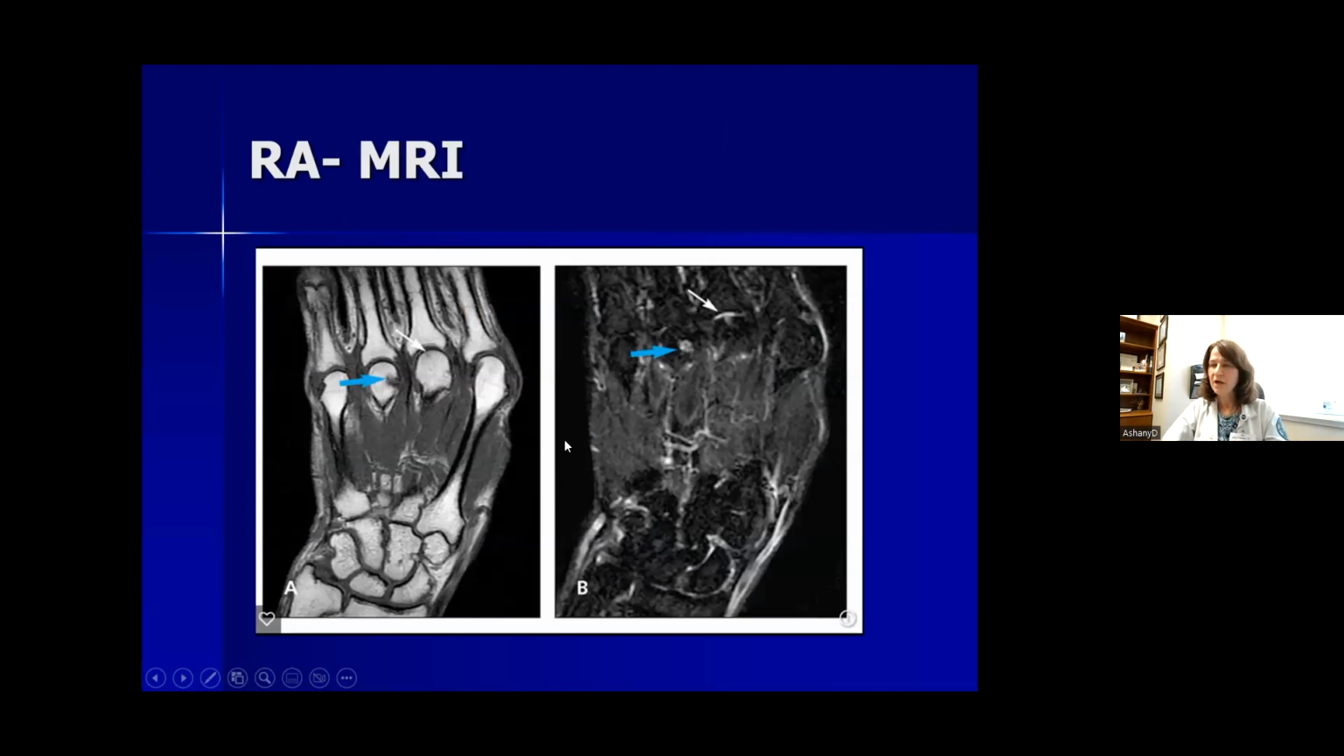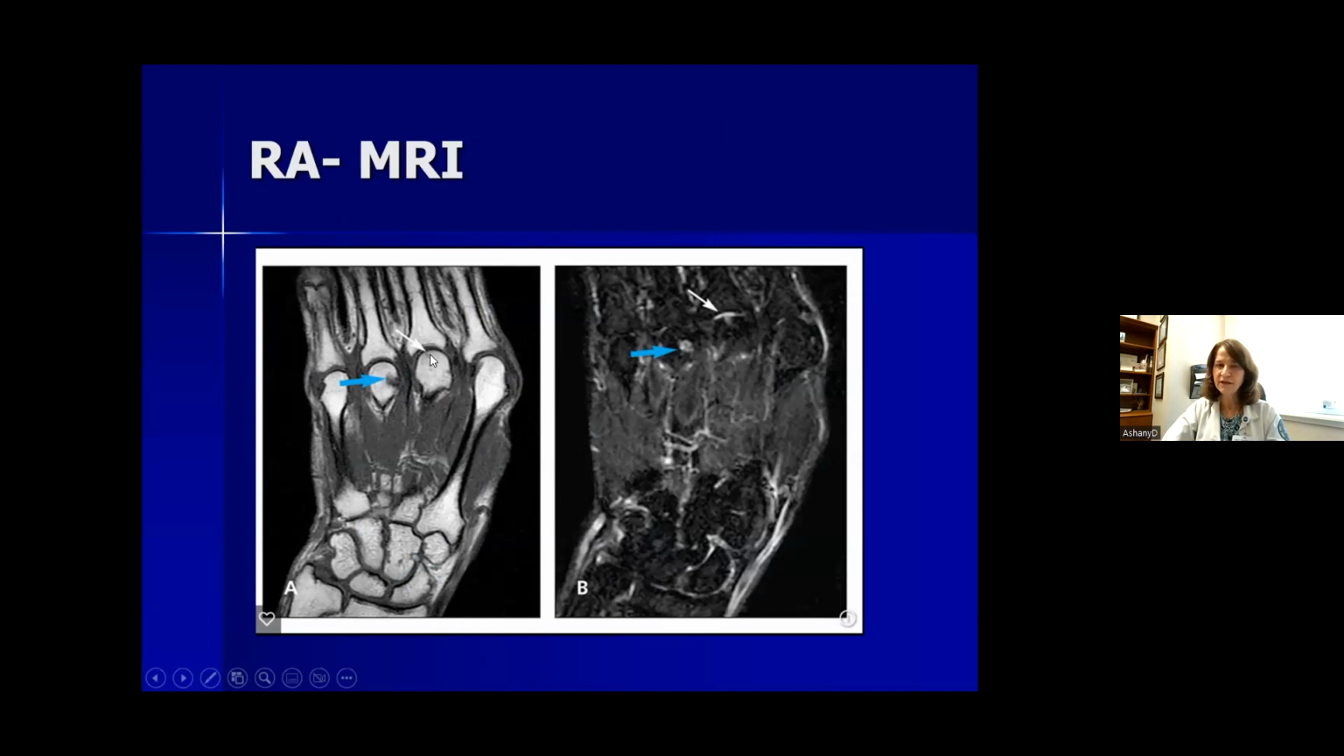This is now an MRI. MRI is also much more detailed and much more sensitive than an X-ray. So this is a wrist, and this is the back of the hand. And here again are the MCP joints. And here you see that the bones are white. There's this dark area here, and that's an area of inflammation and also perhaps an erosion.